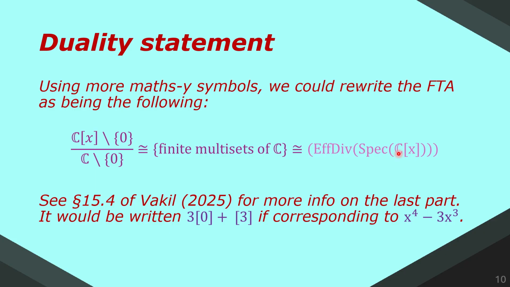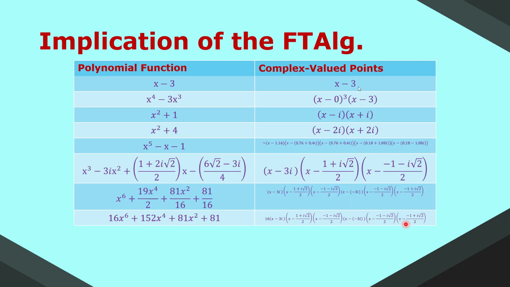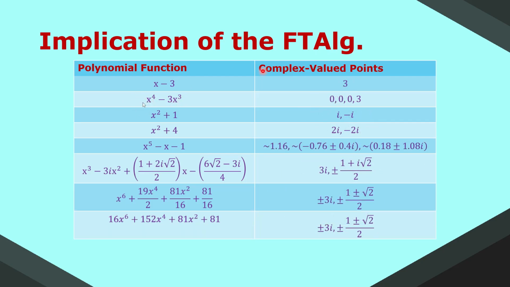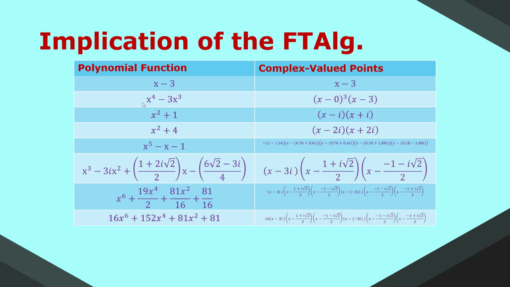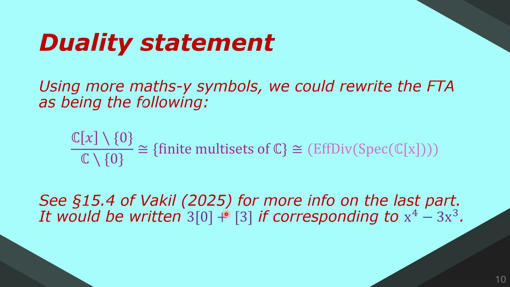Now, that looks very scary, but if we return to our previous list, x to the 4 minus 3x cubed corresponds to 0, 0, 0, 3. So 3 zeros plus 3. The effective divisors are a way of generalizing what we mean by polynomials corresponding to points.